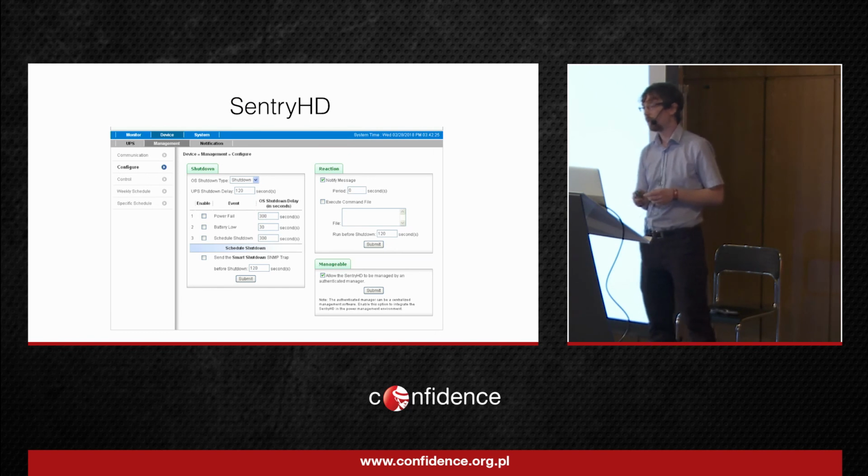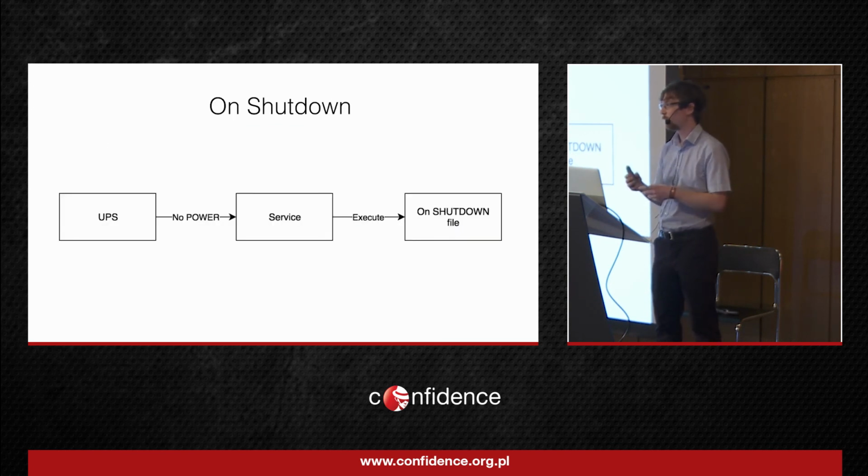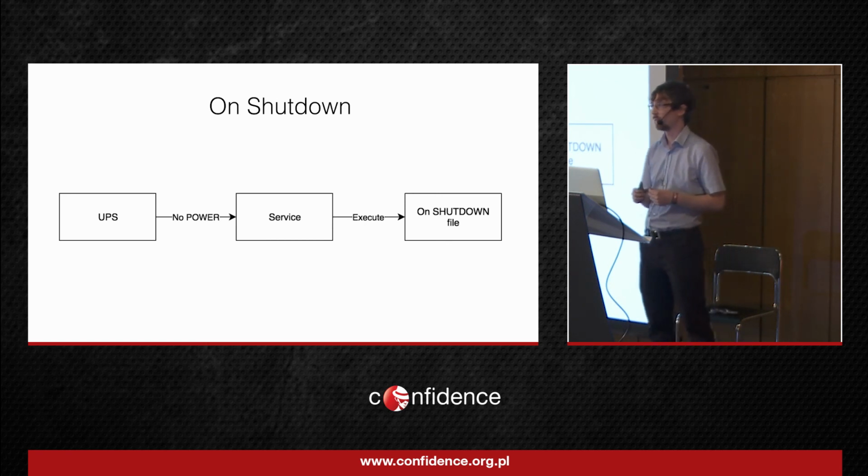There is something called on shutdown. How does this work? When there is some power issue, the UPS notifies the computer, hey, there is some power issue. And then the service executes some previously specified file. So I started thinking, okay, here we can specify some file. Maybe they are running this as a system user. And as you may expect, yes, they are running this as a system user.